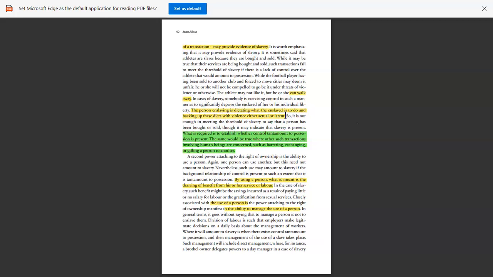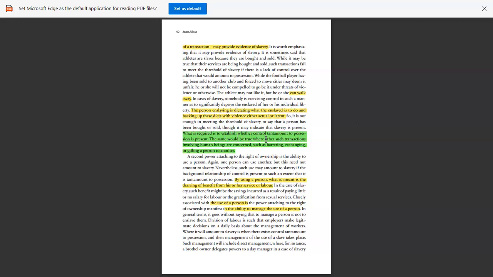Dictating, dicta, those words seem to fall right in the middle of jurisdiction. Juris is to judge. Dicta, as you can tell, is dictating or word. So jurisdiction is judgment of the word. So again, in a transaction between parties, if somebody has jurisdiction, then that person or entity is enslaving them through control of the dicta, either actual or latent. So what is required to establish whether control tantamount to possession is present?